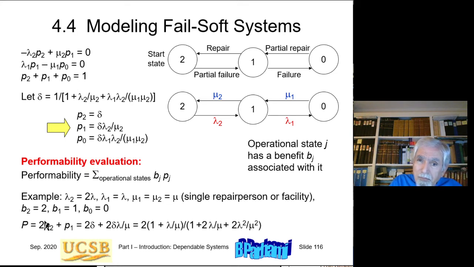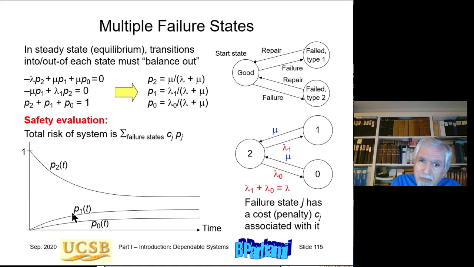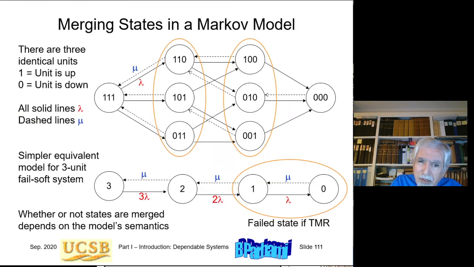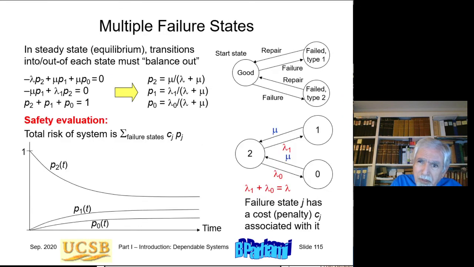Okay, now I forgot to mention in the previous model, here when we had two failed states, we can do safety evaluation. If being in this state, fail type 1, has some consequence, let's say some dollar cost for us, and being in this state has some dollar cost, then the risk will be the probability of being in this state times its corresponding dollar cost, plus the probability of being in this state times its corresponding dollar cost. So this allows us to do safety evaluation.